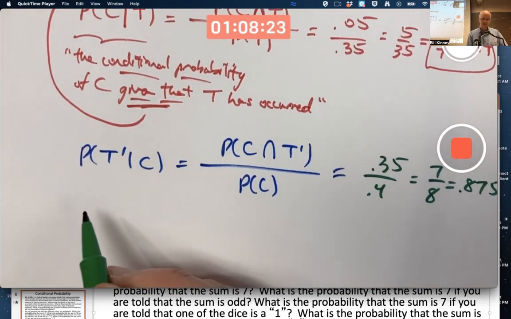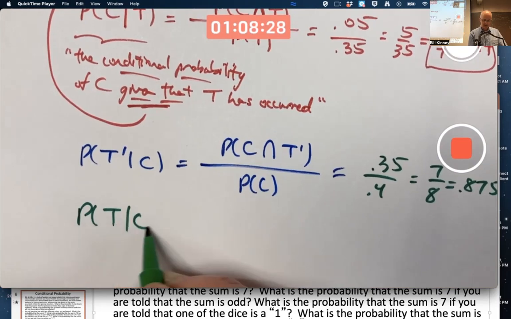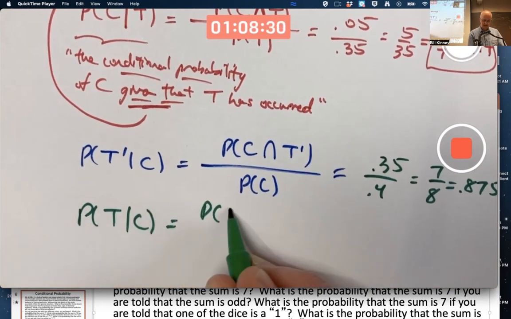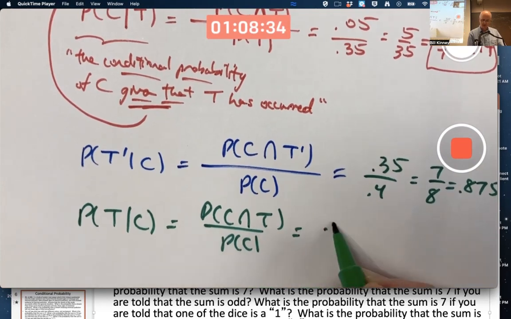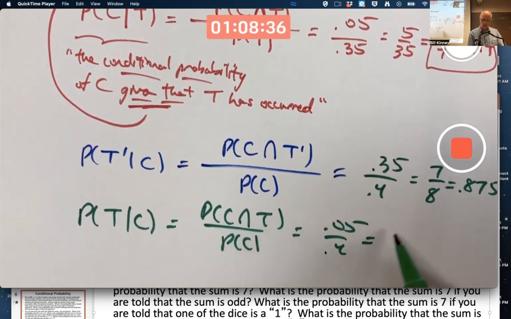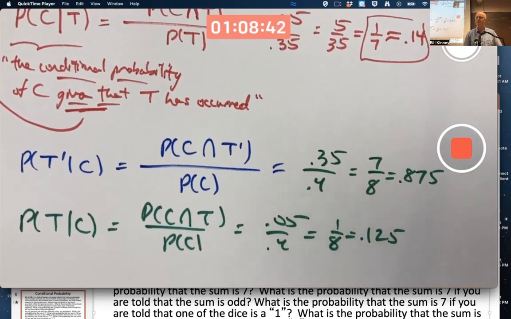By the way, that's a complementary event to this one. This is going to be 0.05 divided by 0.4, 1/8 or 0.125. These have to add up to 1. But they are conditional probabilities there.